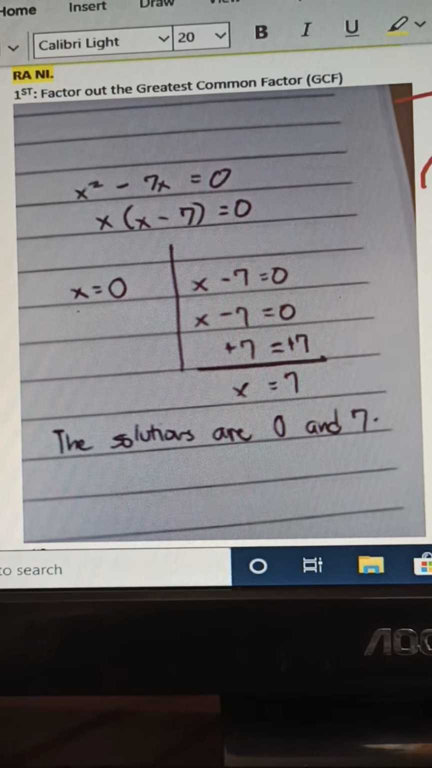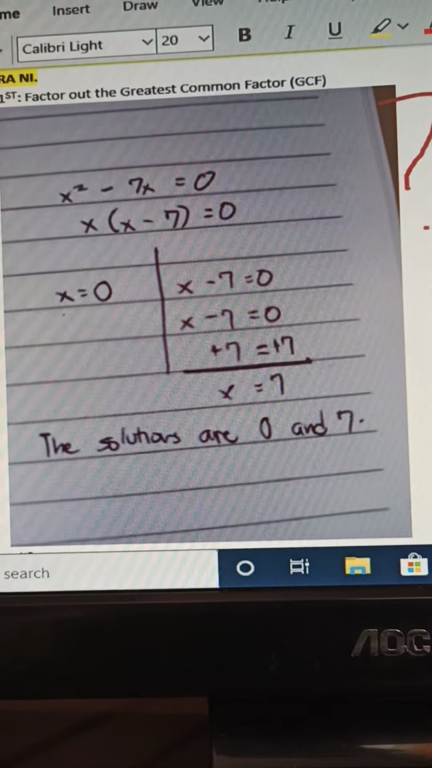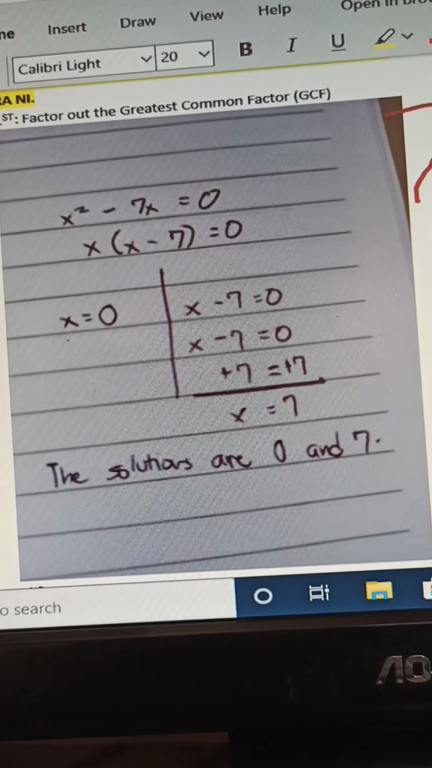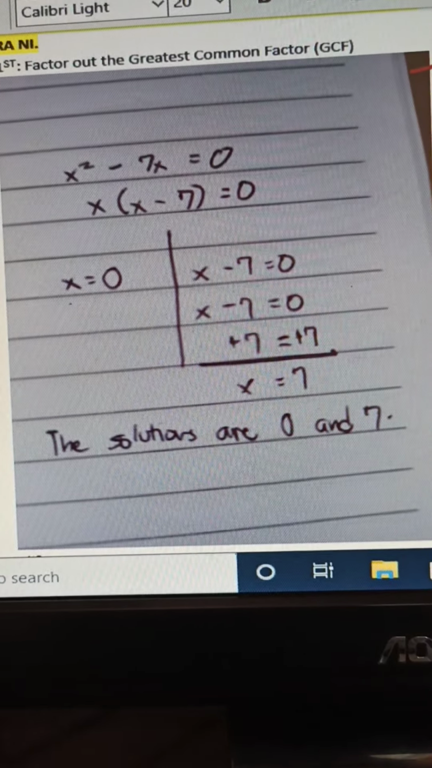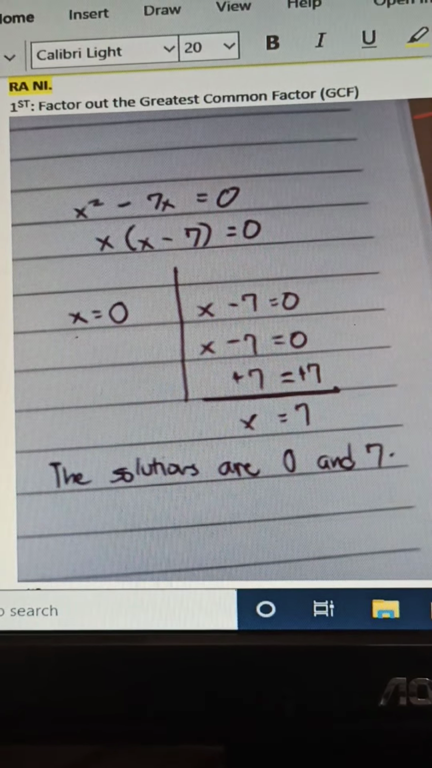On the left side we have x equals 0, and on the right side we have x minus 7 equals 0. In order to transfer 7, we should add the opposite of the number, which is positive 7, and it will become x equals 7. So the solutions are 0 and 7.